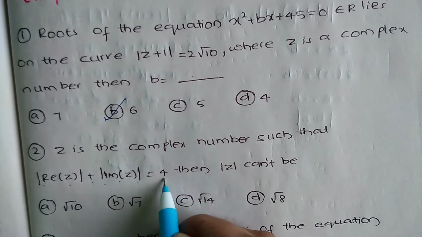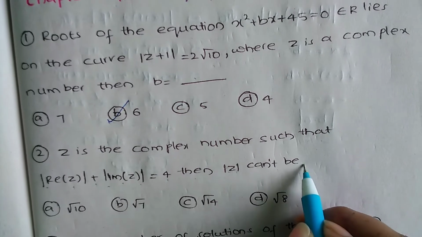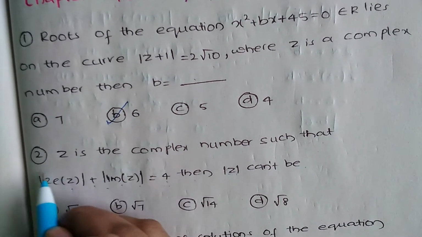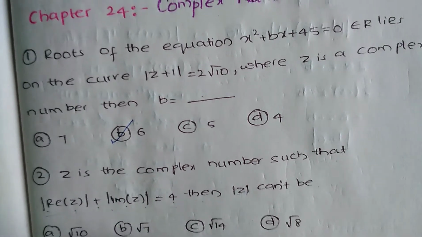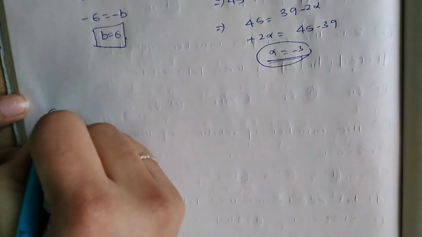Second question. Z is a complex number such that modulus of the real part of z plus modulus of the imaginary part of z is equal to 4. Then mod z cannot be what? We have to find the range of this function, whatever you call it, and check with the options. Okay, let's do it. Second question, right?